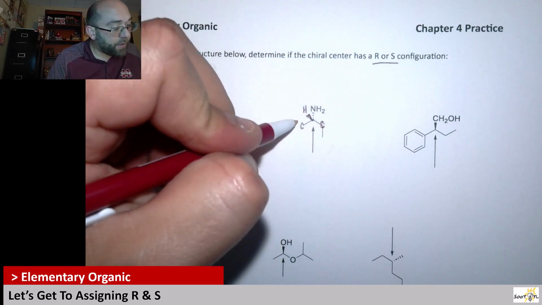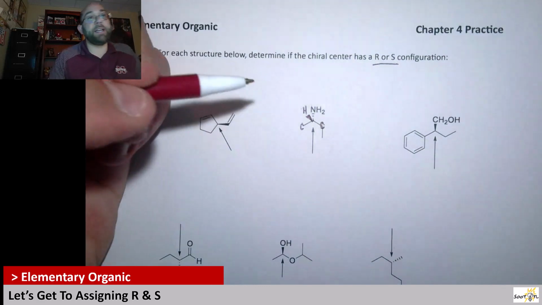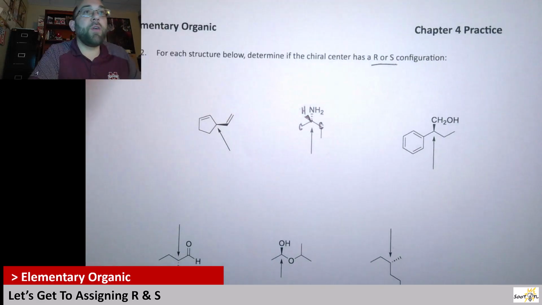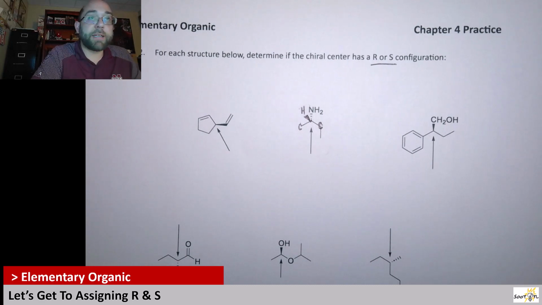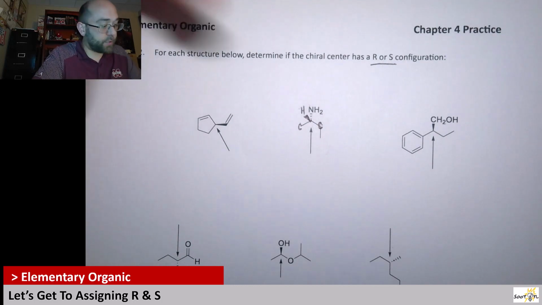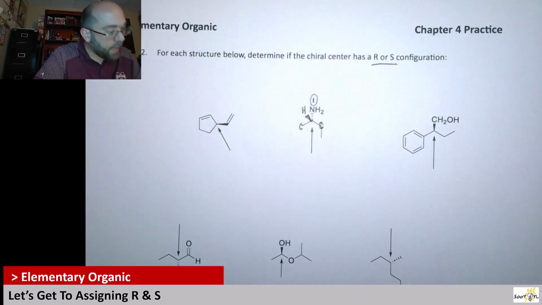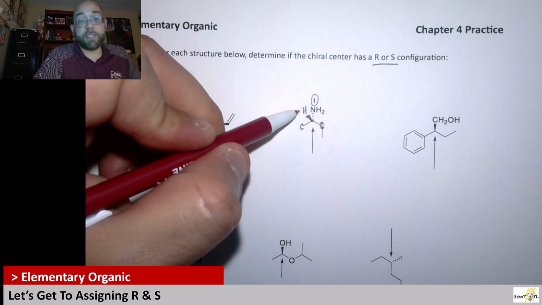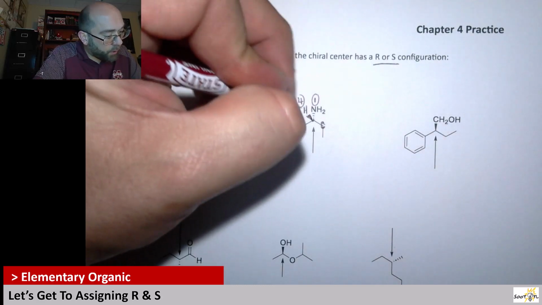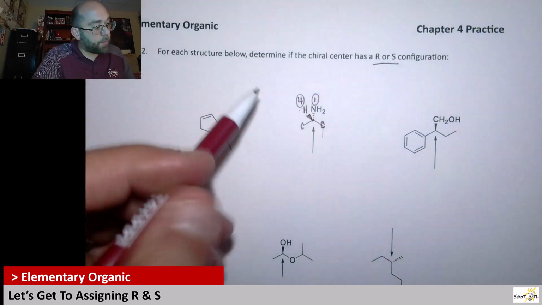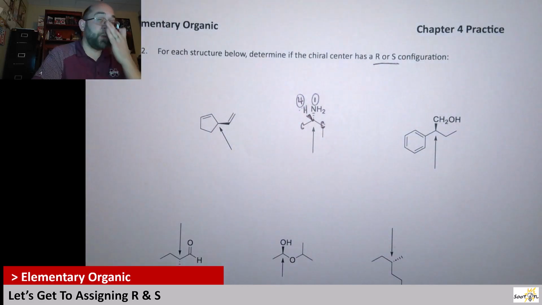But if we compare these carbons to the hydrogen and to the nitrogen, if you look on the periodic table, nitrogen has a larger atomic number than carbon or hydrogen. So it's first priority. And that also tells us that hydrogen has the smallest atomic number, so it is our fourth priority group. So we really need to figure out between the methyl and the ethyl which one gets priority, and to do that, you need to look at branching.